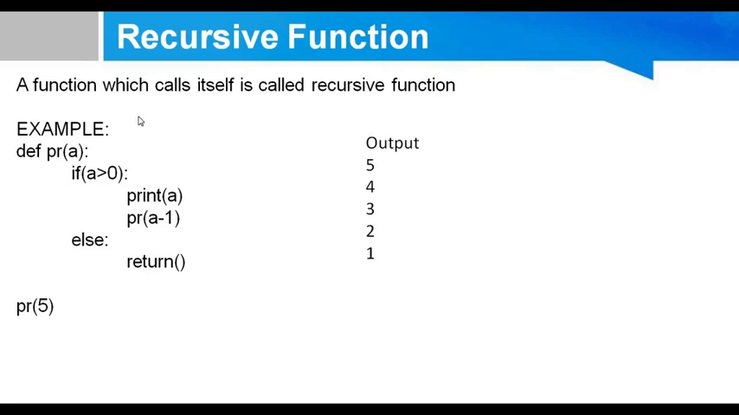So in this program, a function is calling itself again and again until the condition is true. When this condition becomes false, it will return the values. Okay, so here I am calling this function with the value 5. So that is the example of a recursive function.